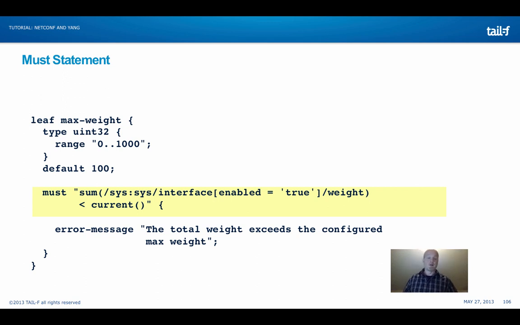You can use XPath language to check all interfaces that are enabled and check the sum. So here, taking the sum of all enabled interfaces divided by weight. So you can build these kind of expressions to check the configuration data. So note well that the must constraints is not limited to the specific path of the model where you are. You can do expressions across the whole model and do calculations across the model.